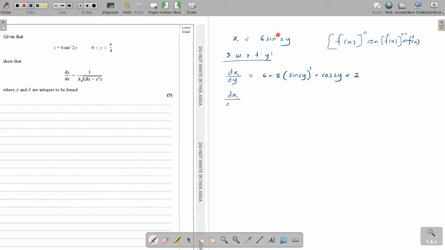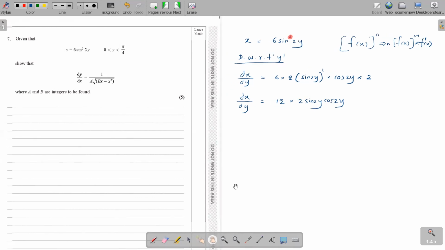dx by dy equals 6 times 2, 12, and there's another 2, so 12 times 2 sine 2y cos 2y. I prefer to keep it like this. 6 times 2, 12, and there's another 2 sine 2y cos 2y. Okay, I need to get the show that answer.